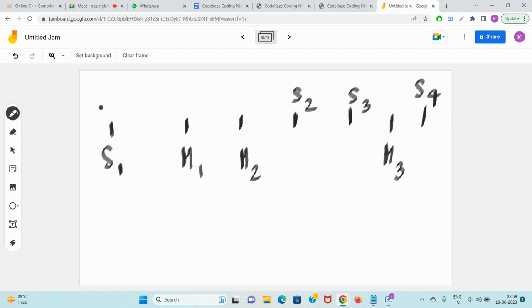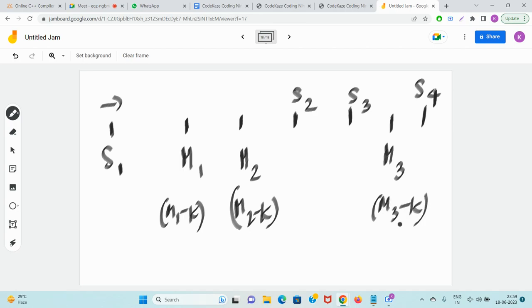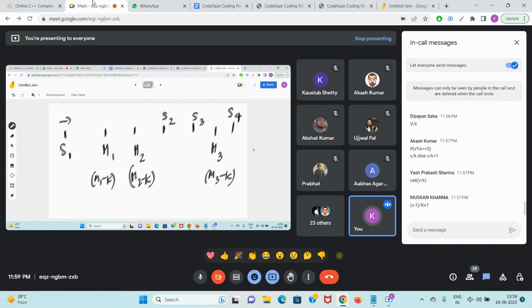So S1 you hit here. This becomes M1 minus K, this becomes M2 minus K, this becomes M3 minus K. Guys, still everything is clear. You see that, the first soldier can only hit in the right direction. If it goes left, it's no use, and it is decreasing for all the monsters.